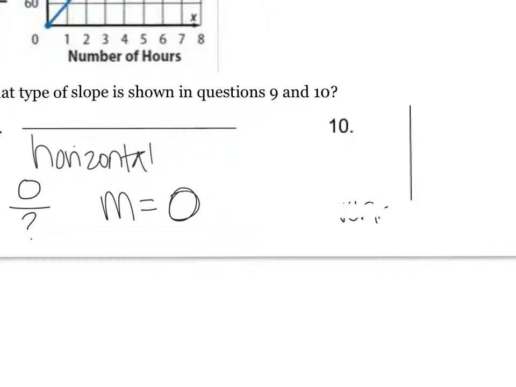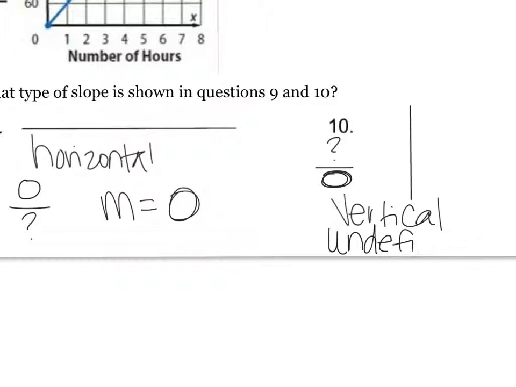Then, on number 10, you have a vertical line. Whoa, spelling is an issue. Let's try that again. Vertical. Vertical is not a type of slope, but it's an indicator that you are going downwards as many as you want. So I'll put a question mark there. But you are going over 0. As I'm trying to get into your brains, 0 in the denominator is a big no-no. 0 in the denominator means that your slope is undefined.